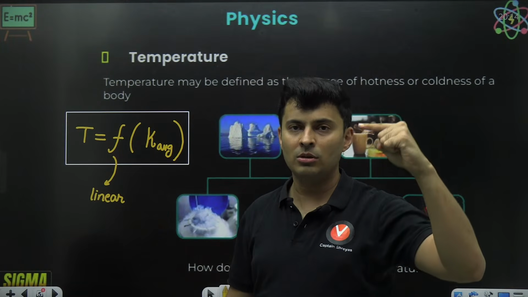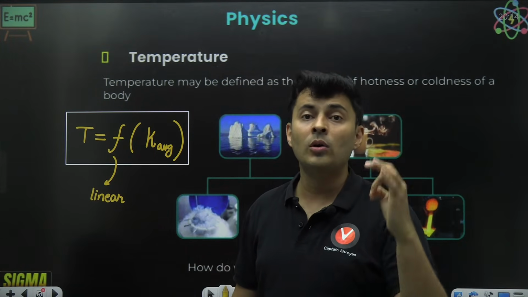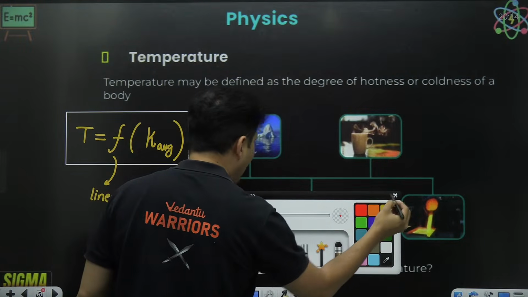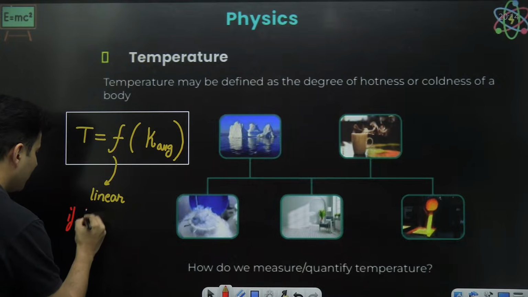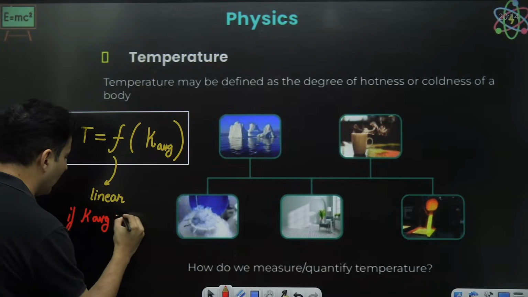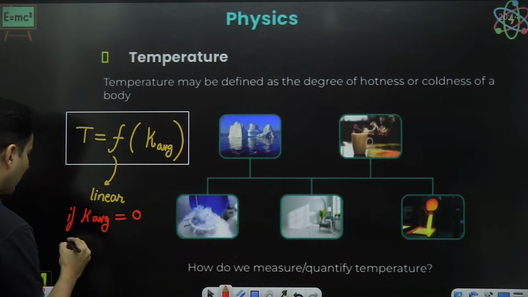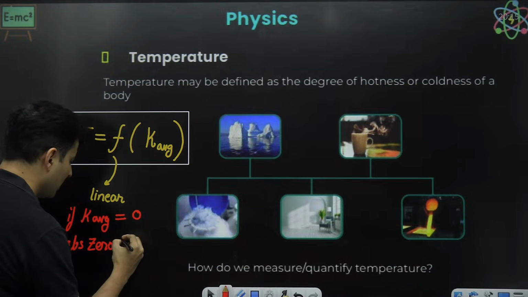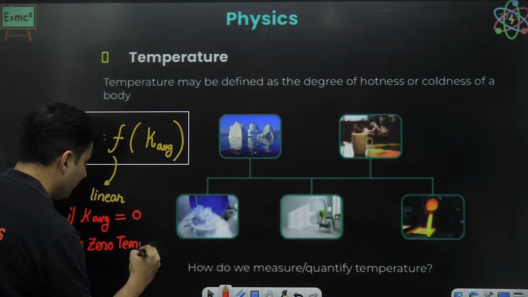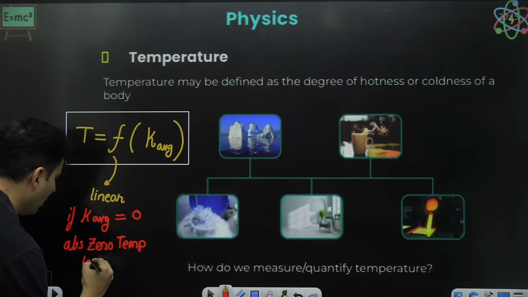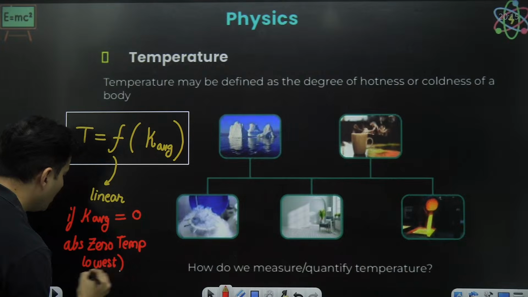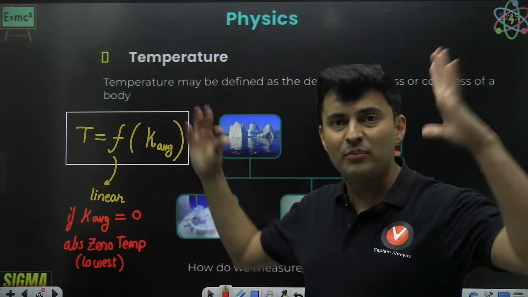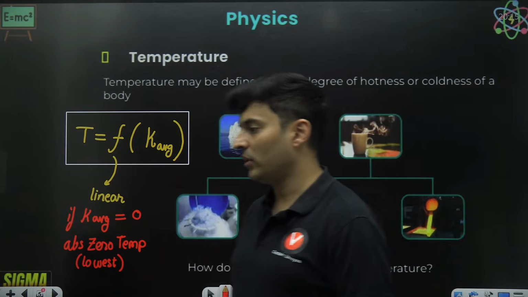So, temperature can reduce, and can't go lower than that. So, can I now say that if the average kinetic energy of all the particles is zero, then it is absolute zero temperature? Absolute zero temperature is basically the lowest possible value of temperature. You can't go below it. It's the absolute zero. You can't go below it.